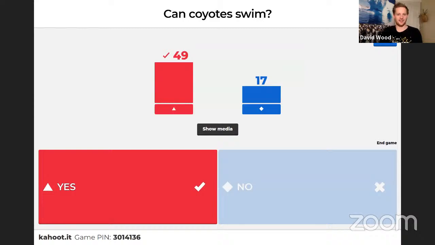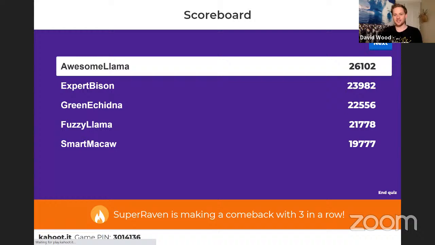Yes, they can. Most of you got that one right. They've even been spotted going across the Panama Canal. They're on their march south towards Colombia and South America, where I believe they'll have to compete with jaguars. So that'll be quite interesting, but I wouldn't bet against coyotes by any means. Next question.